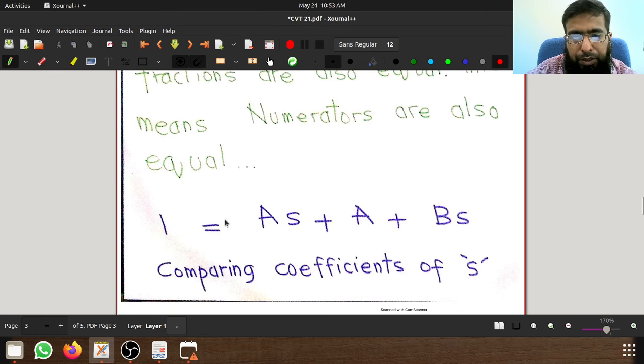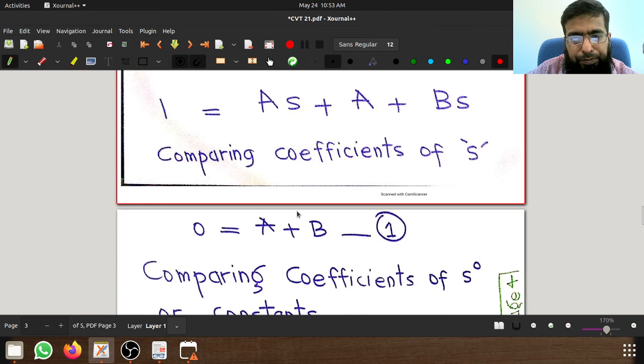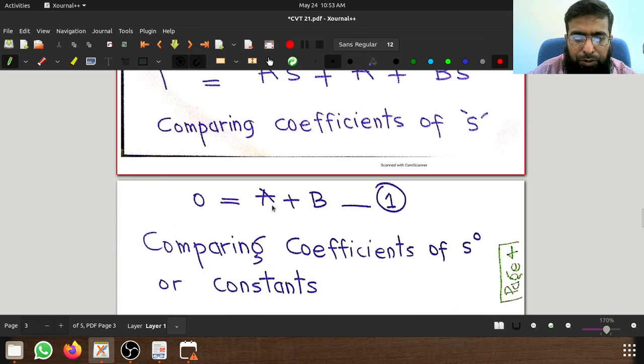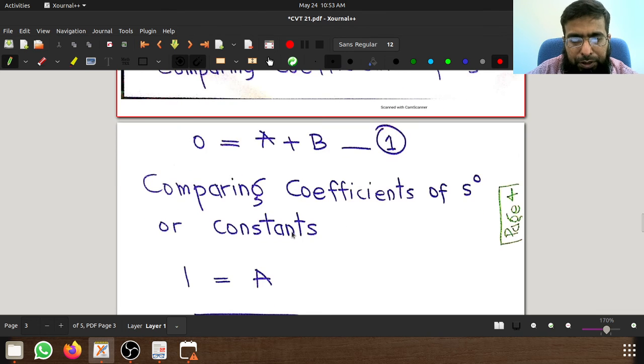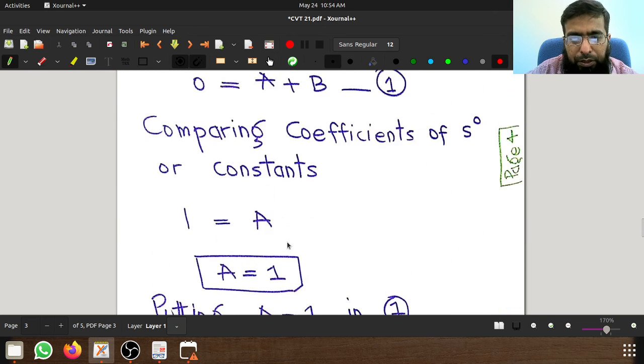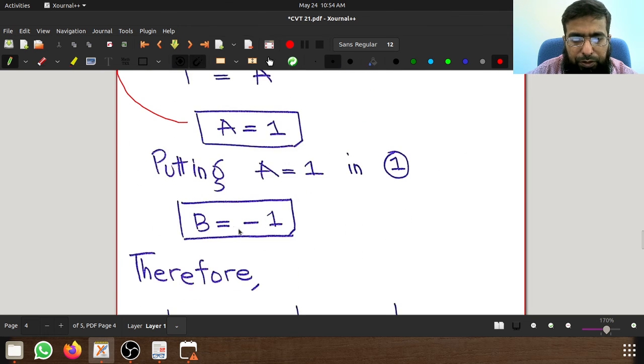So what we have done here is write their numerators equal to each other. Then if we compare coefficients of s, that would be a plus b on the right hand side, and the coefficient of s on the left hand side is 0. So a plus b is equal to 0. Then we compare coefficients of s naught, or constants. Here we have 1 as a constant, and here we have a. So a is equal to 1. If we plug a equal to 1 here, then b comes out to be minus 1. So now we have computed a and b.